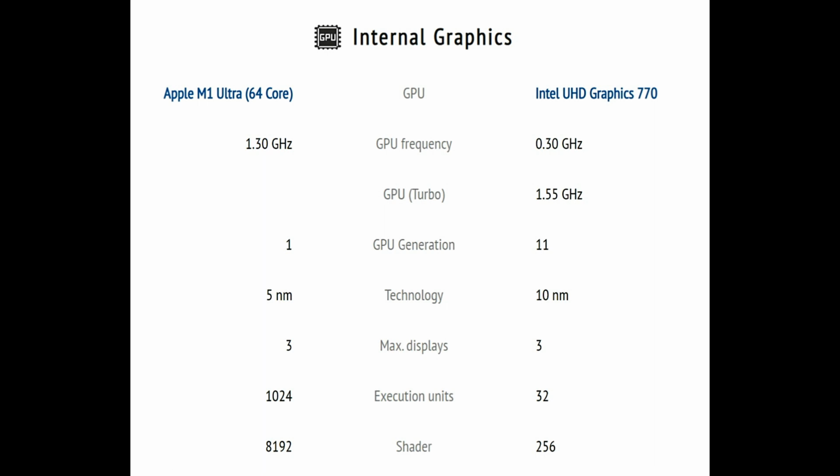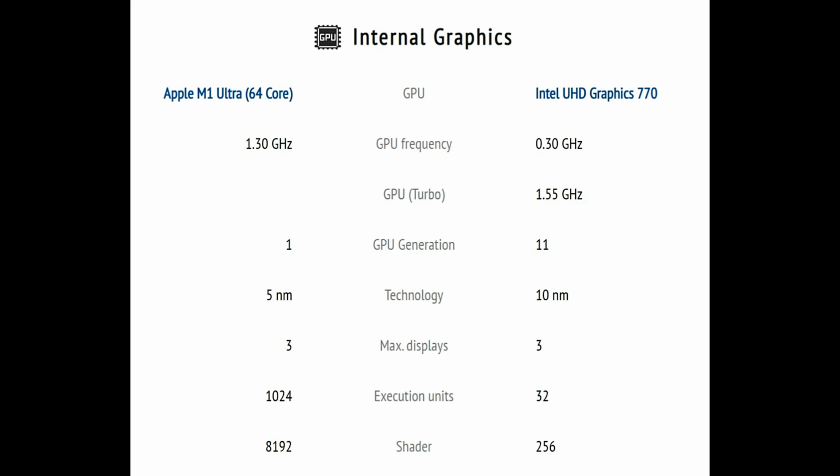770. So talking about GPU frequency, as you can see on the screen, we have around 1.3 GHz of frequency on Apple M1 Ultra. On the Intel UHD graphics, we only get around 0.3 GHz, but do bear this in mind, that's the base frequency. We have the turbo frequency up to 1.5 GHz on Intel, whereas there is no turbo boost on Apple M1 Ultra.